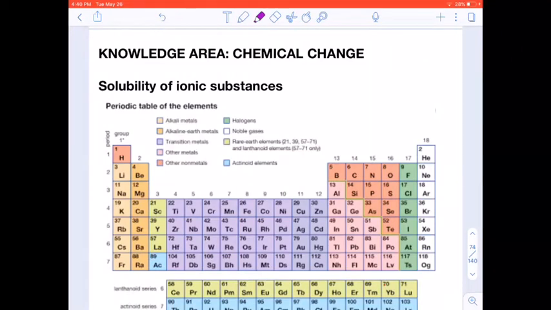We are looking at the knowledge area chemical change. Let's look at this aspect of solubility of ionic substances. Here we have a periodic table, right?